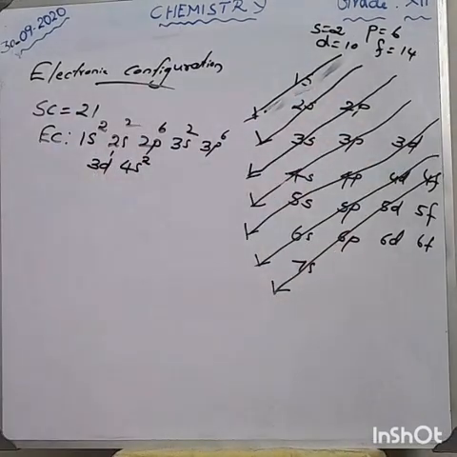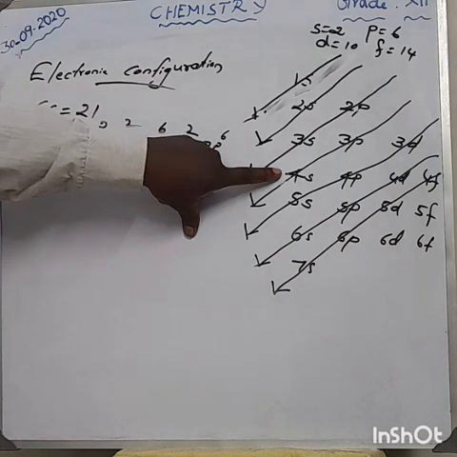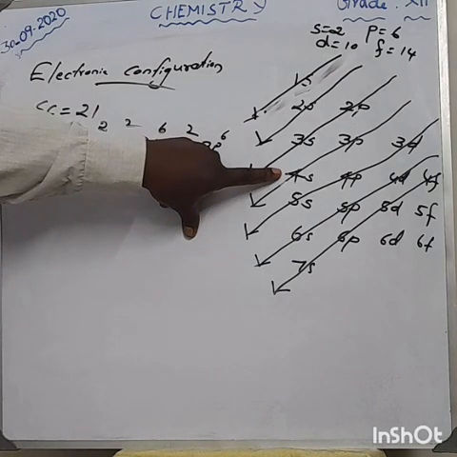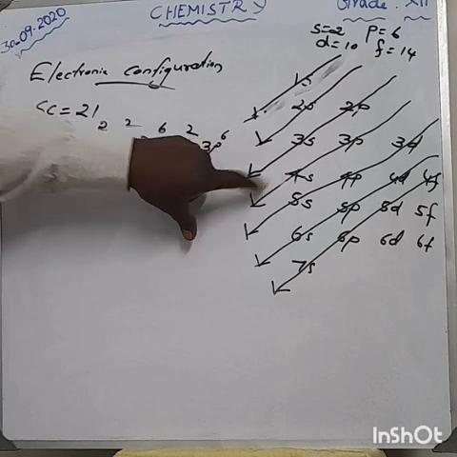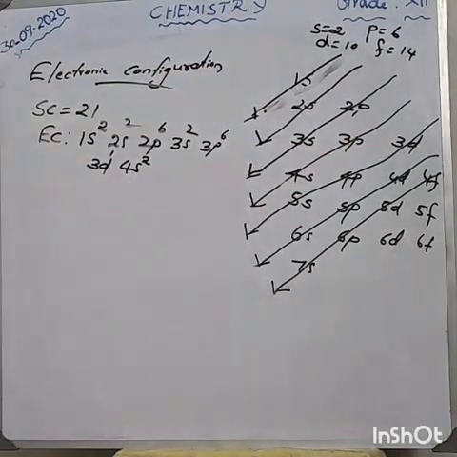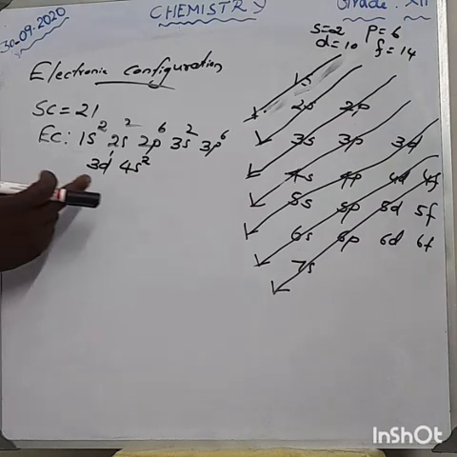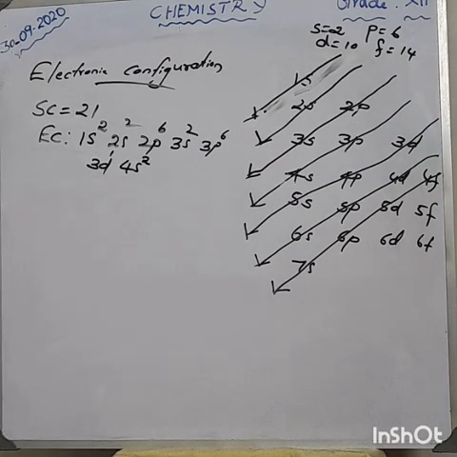Am I right? As per the transition series, according to the Aufbau principle, the electron first fills the 4s orbital. The electron first fills which one? The 4s orbital before the 3d orbital. First you write which one? First fill the 4s orbital before the 3d orbital. So as per this order, we write this one. It is scandium.